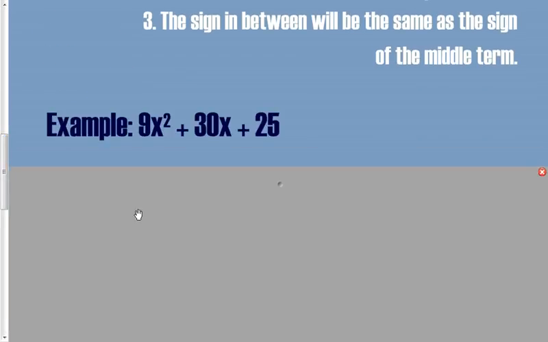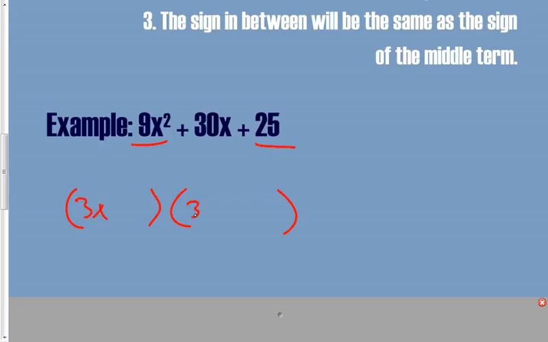So let's take a look here. We have 9x squared plus 30x plus 25. We're going to look at this and see this is a perfect square, and this is a perfect square. So I'm going to set up my parentheses. The square root of 9x squared is 3x. So I have 3x times 3x. That'll give me 9x squared. Okay, that's our first term. This right here is a plus, so we're going to use plus for both of them.